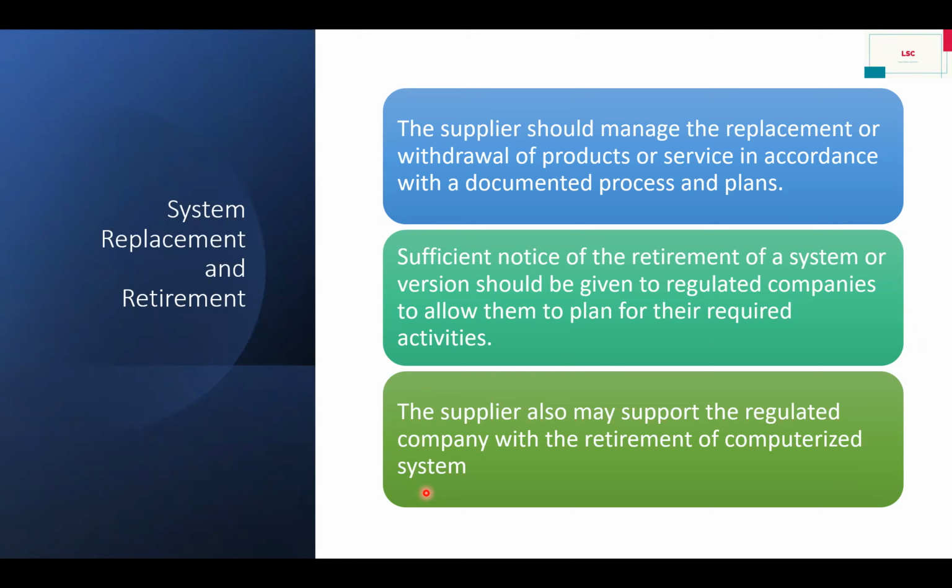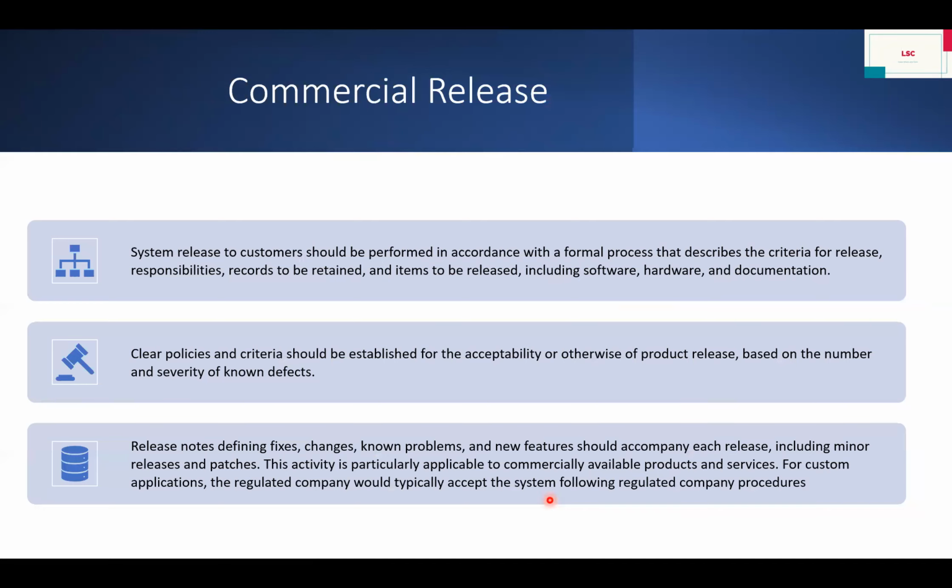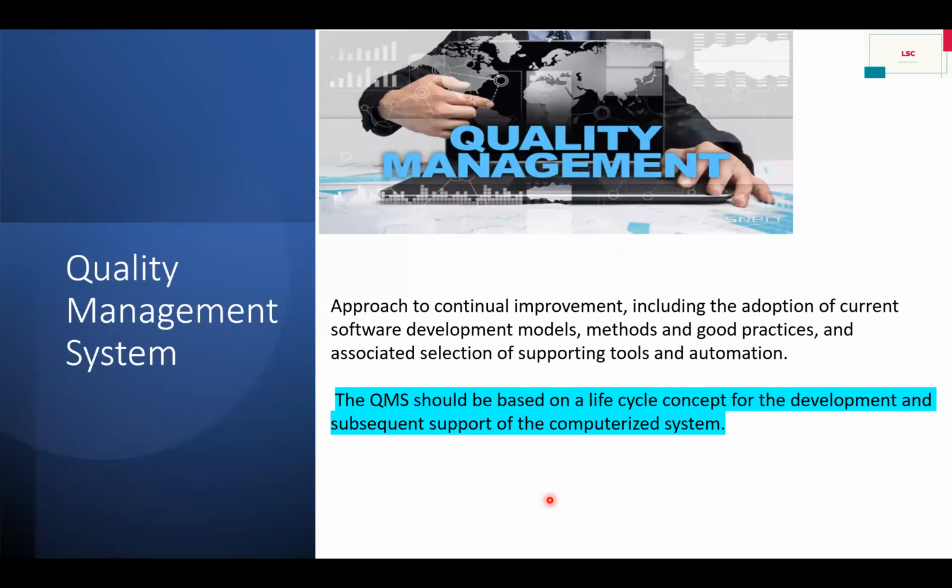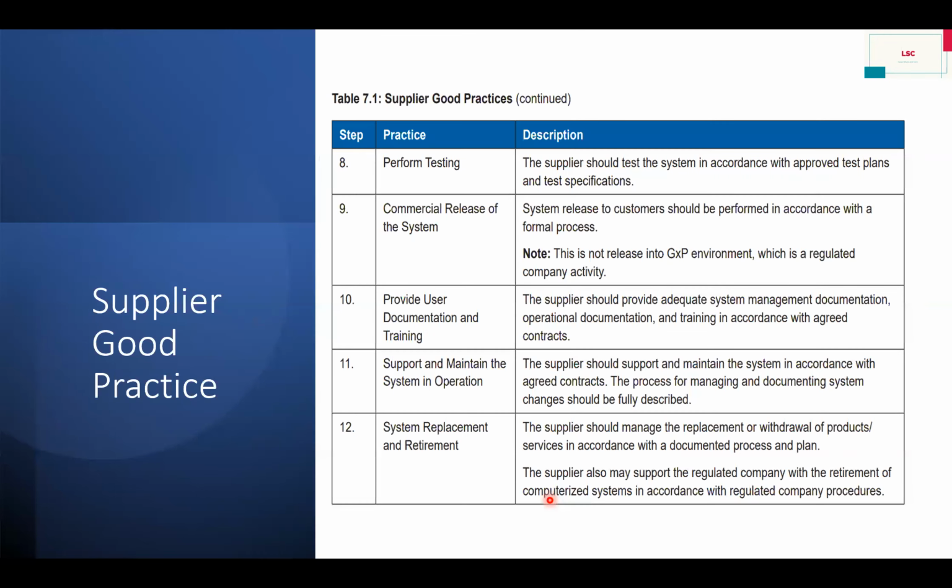Clear? So the supplier should manage the replacement or withdrawal of the product or service in accordance with the documented process and plan. What is the plan? What is the process? Accordingly, we can replace. Now, sufficient notice of the retirement of the system or version updation should be given to the regulated company, and the supplier also supports the regulated company in retiring the computerized system. So this is the criteria for system replacement and retirement. So this is all about the supplier responsibility, and this is, friends, taken from the GAMP.